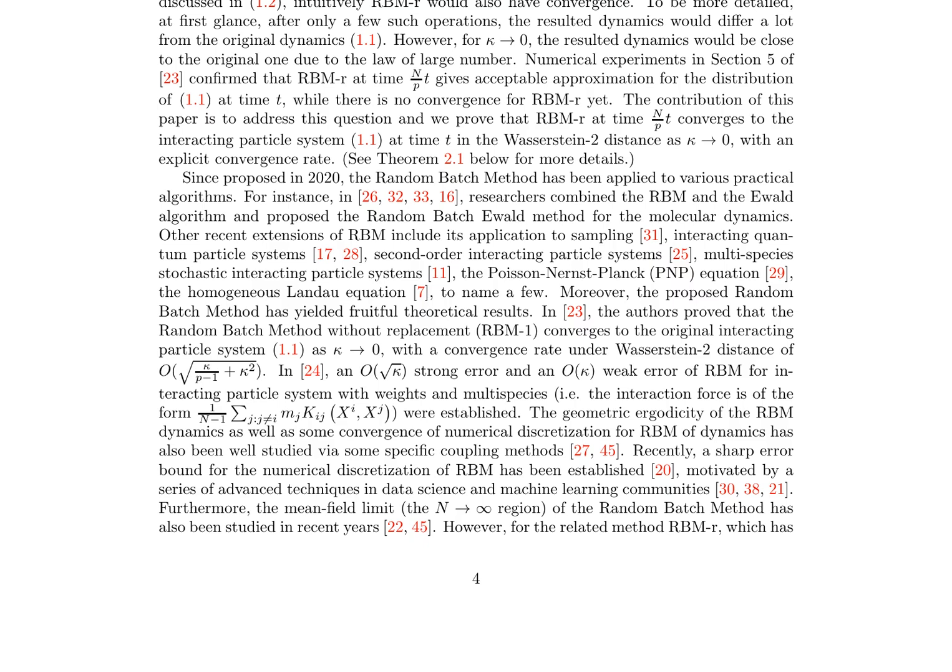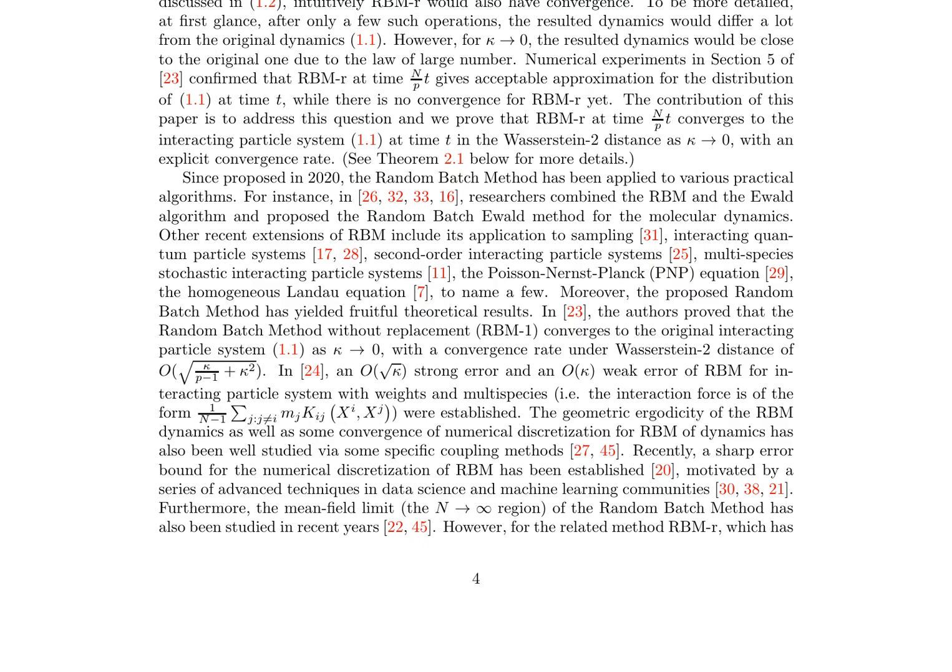The geometric ergodicity of RBM dynamics and some convergence of numerical discretization for RBM dynamics have been well studied via specific coupling methods. A sharp error bound for the numerical discretization of RBM has been established, motivated by advanced techniques in data science and machine learning communities. The mean field limit, the n → ∞ regime, of the random batch method has also been studied in recent years.